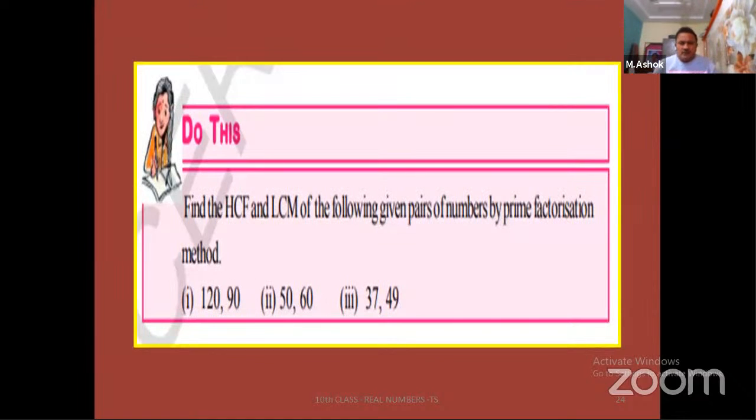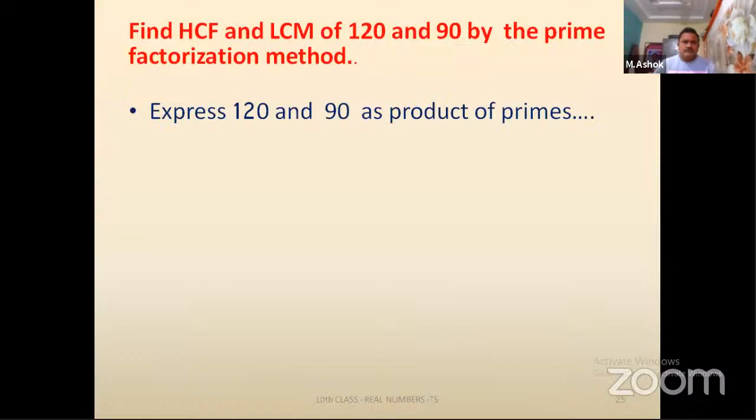So this is homework for you, children. Find HCF and LCM using prime factorization method and do this topic. First question is 120 and 90. Second one is 50 and 60, and third one is 37 and 49. Okay, this is homework for you.